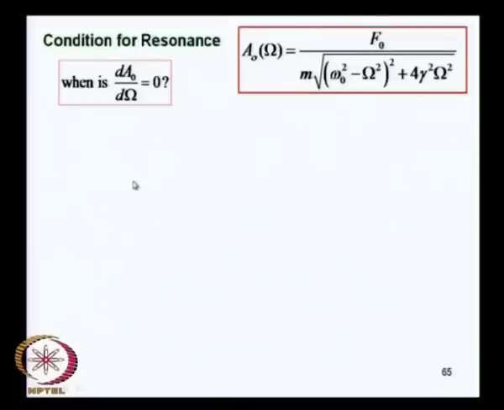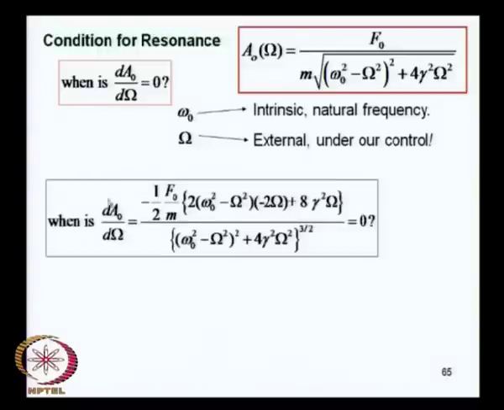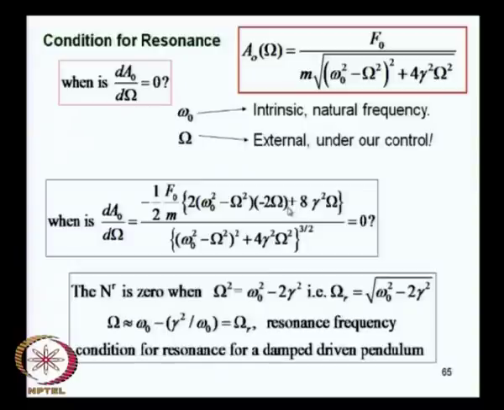So, anyhow, the condition for resonance then, which is when we are going to have the maximum amplitude, is dA by d omega equal to 0. So, this is where you take the derivative of the right hand side with respect to omega. You just do it carefully, because omega appears in the denominator, and that too twice, once over here and once over here.